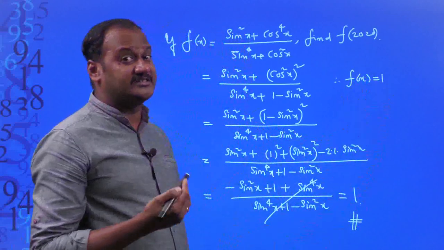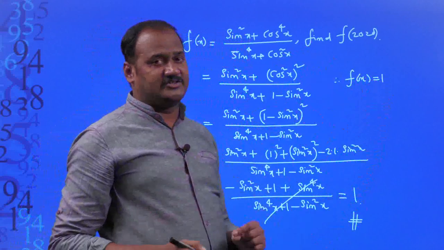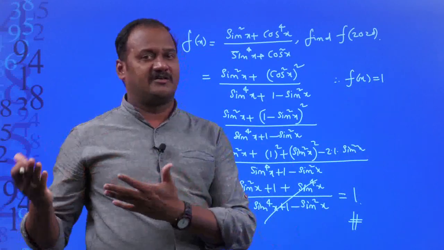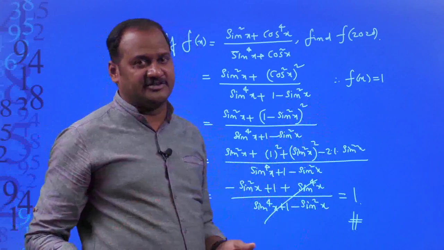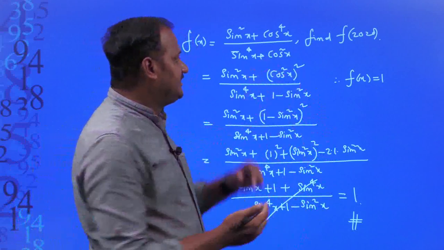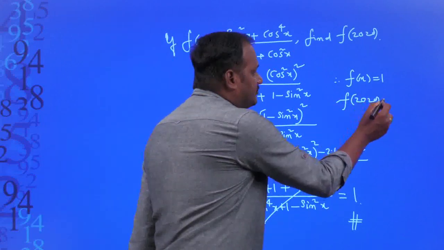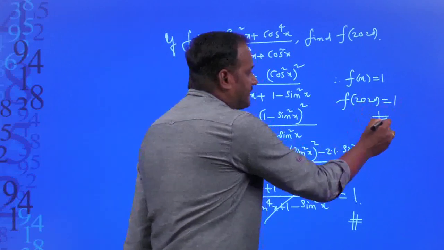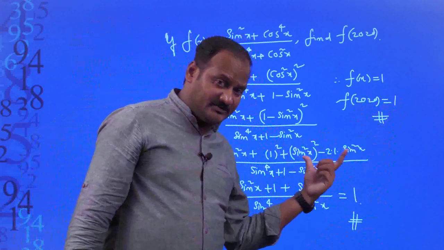F of x is equal to 1 means it is a constant function. What do you mean by a constant function? Whatever the value of x you put, the output is always 1, right? If you put x equal to 1 or x equal to 0 or x equal to any number, you are going to figure out the value of f of 2020. F of 2020 will also be equal to 1. So, this way you can answer problems of this kind.